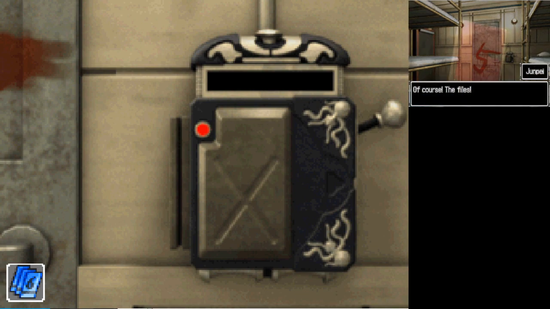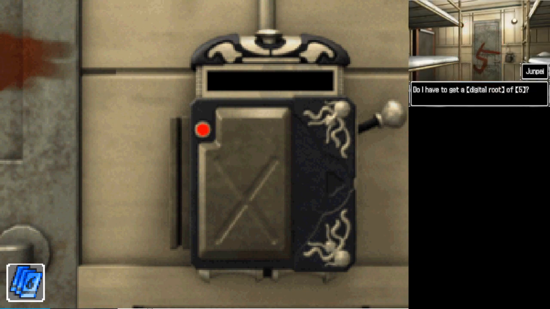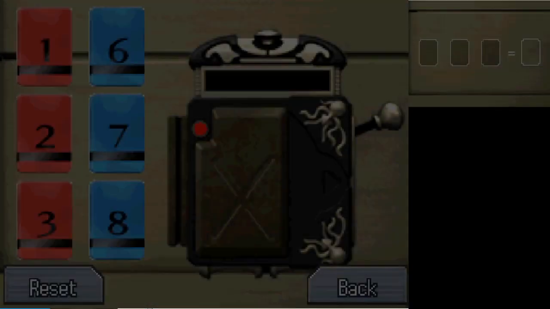Of course, the files. Also, something about a digital root. Digital root, huh? What's supposed to do with 5 on the door? Do I have to get the digital root of 5? I'm not really sure about this. Whatever, it's worth a shot. Let's see if this works. Slide the cards that give the digital root 5 through the reader, and touch 3 cards and select them. The digital root of the selected cards will be displayed on the top screen. The reset will deselect all currently selected cards. After you select 3 cards, touch the device.